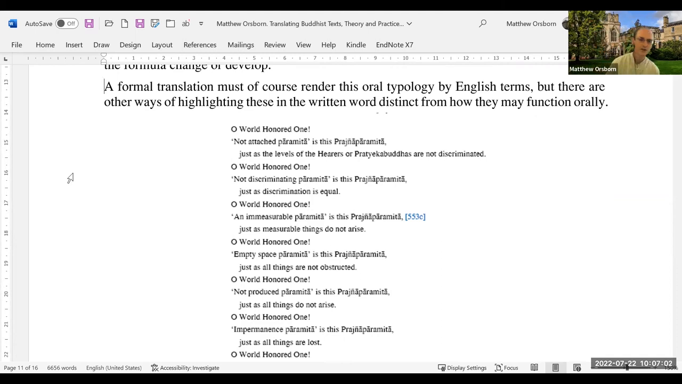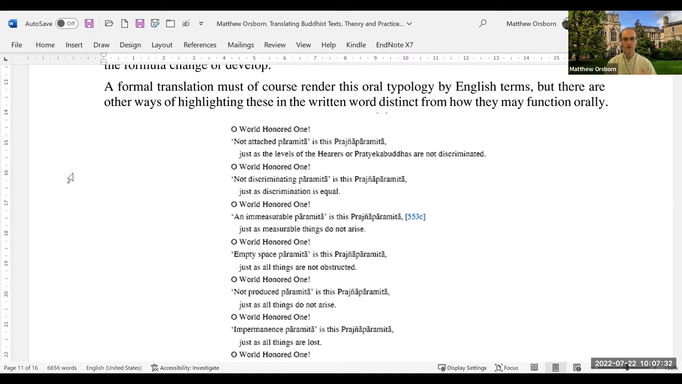Now, you don't need to be able to read it. You can see it on the page and know that it's repeated, right? So, O world honored one, not attached paramita is this prajna paramita, just as the levels of the hearers or pratyekabuddhas are not discriminated. O world honored one, not discriminating paramita is this prajna paramita, just as discrimination is equal. O world honored one, an immeasurable paramita is this prajna paramita, just as measurable things do not arise, etc.